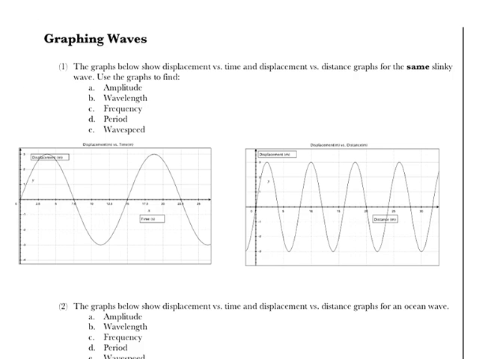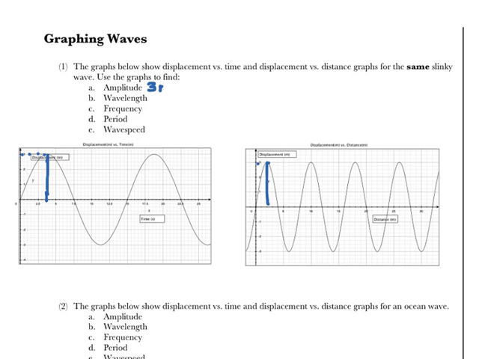Alright, so let's look at number 1 first. In number 1, they want us to first find the amplitude. Remember that amplitude is the height from 0 to the top of a wave. Looking at this graph, no matter which of these two graphs you use, that height is 3. So we have 3 meters.